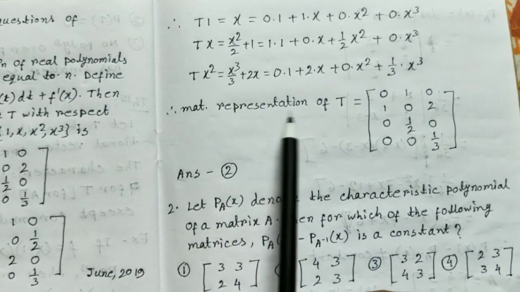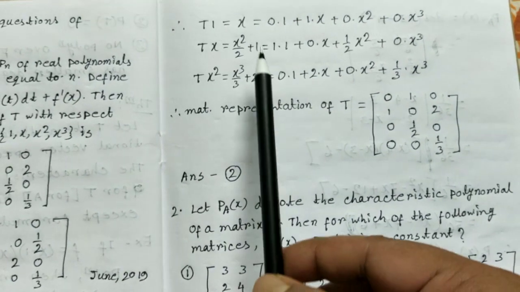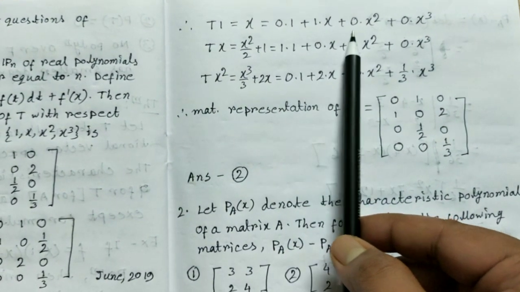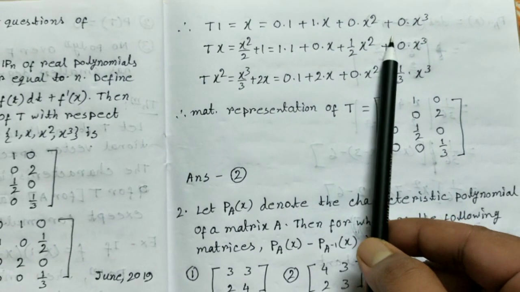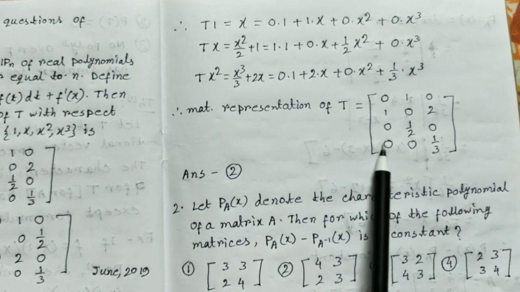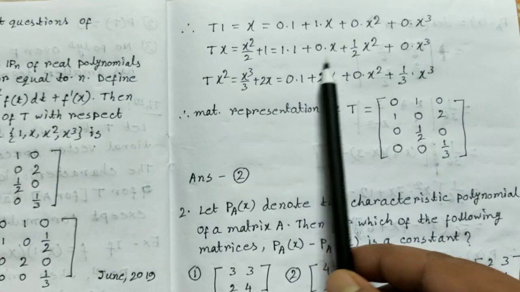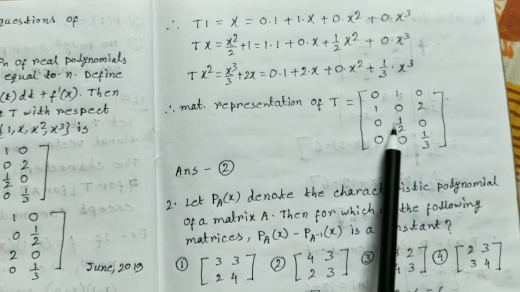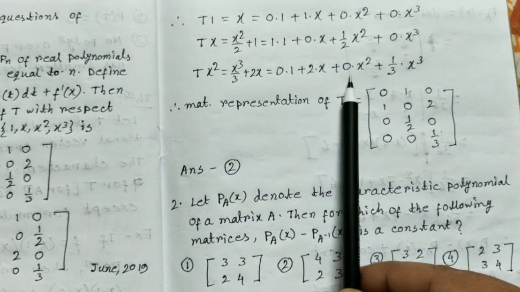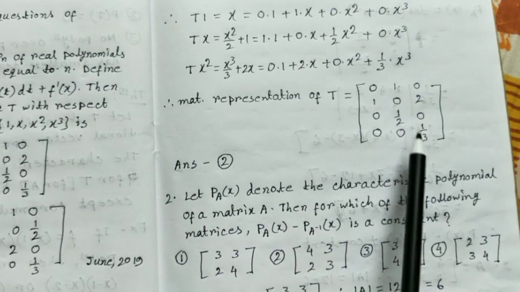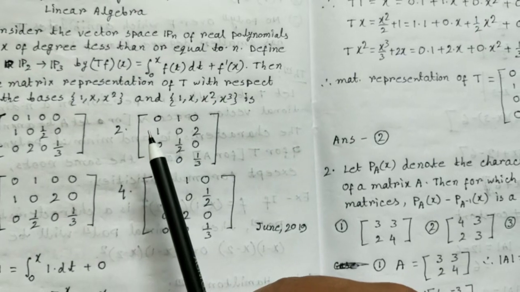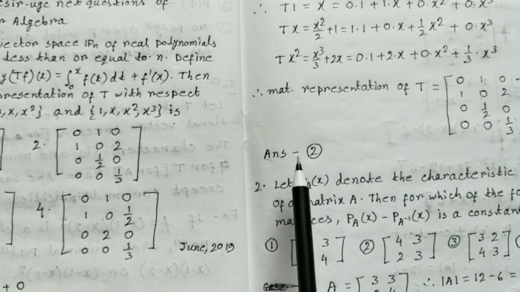So what will be the matrix representation of T? In that case, the coefficients 0, 1, 0, 0 will be a column. So the first column will be 0, 1, 0, 0. Second column will be 1, 0, half, 0. And the third column will be 0, 2, 0, 1/3. And this is option number 2. So the answer is option number 2.